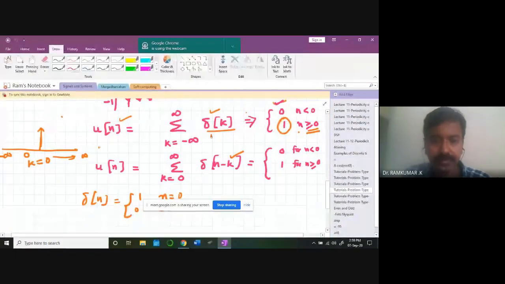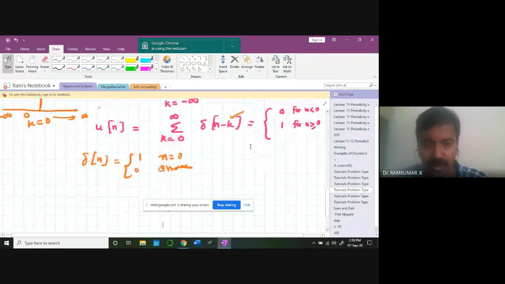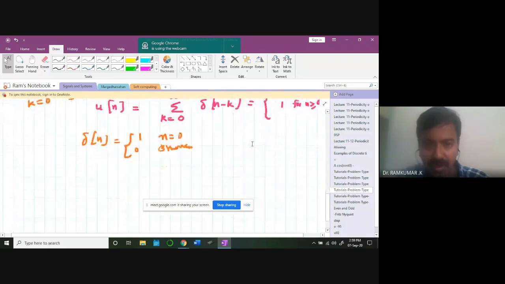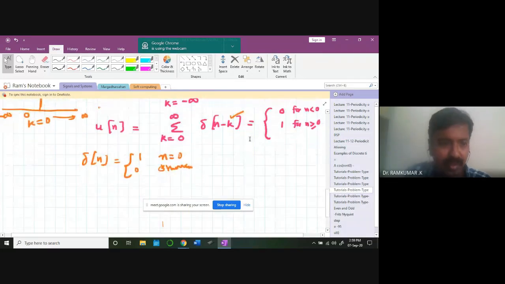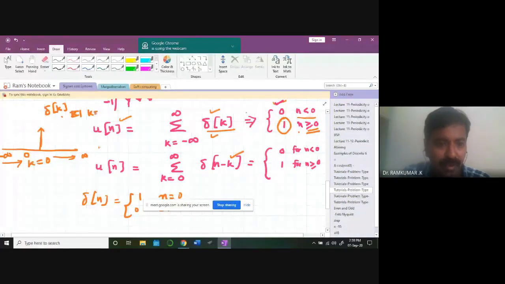This is delta k. So k is varying from minus infinity to plus infinity. Naturally, for n less than 0, in the sense u of n I'm computing, I don't have any values of k. So from minus infinity to 0, I don't have any signal existing. Delta k is the signal I'm talking about. Delta k means the signal value will be equal to 1 for k equal to 0.